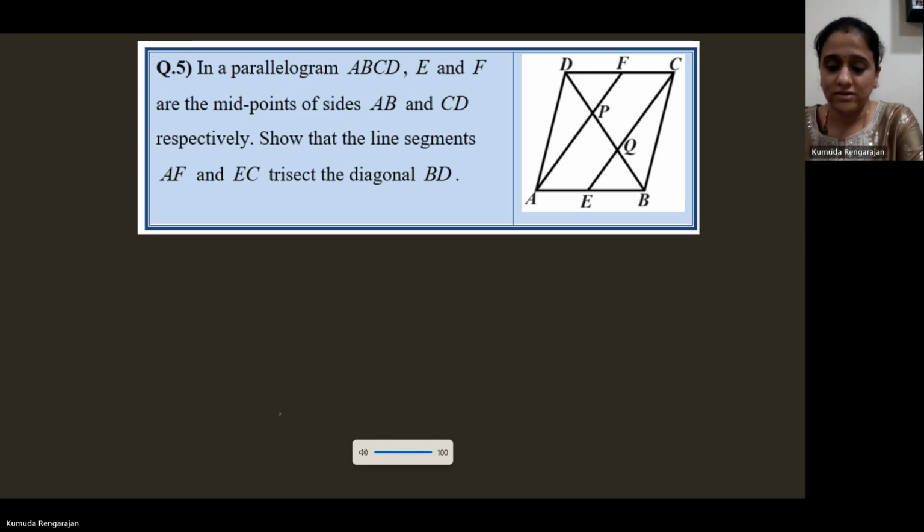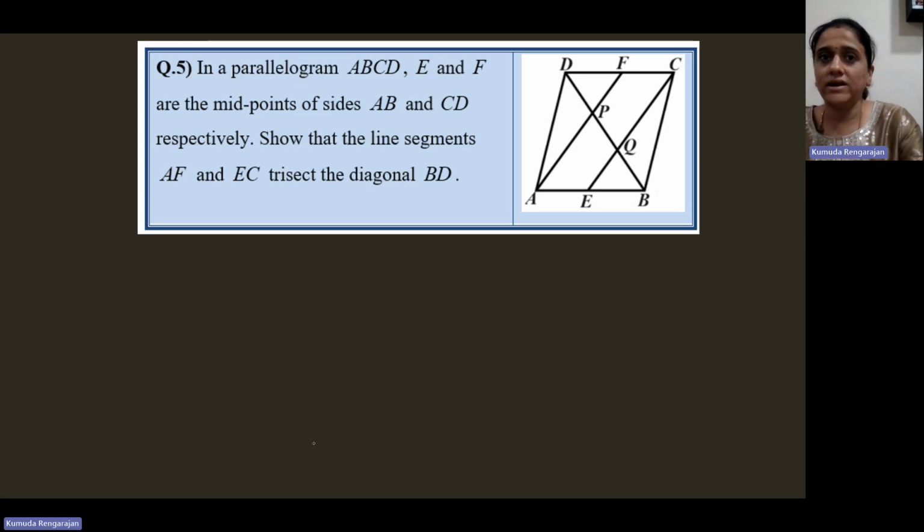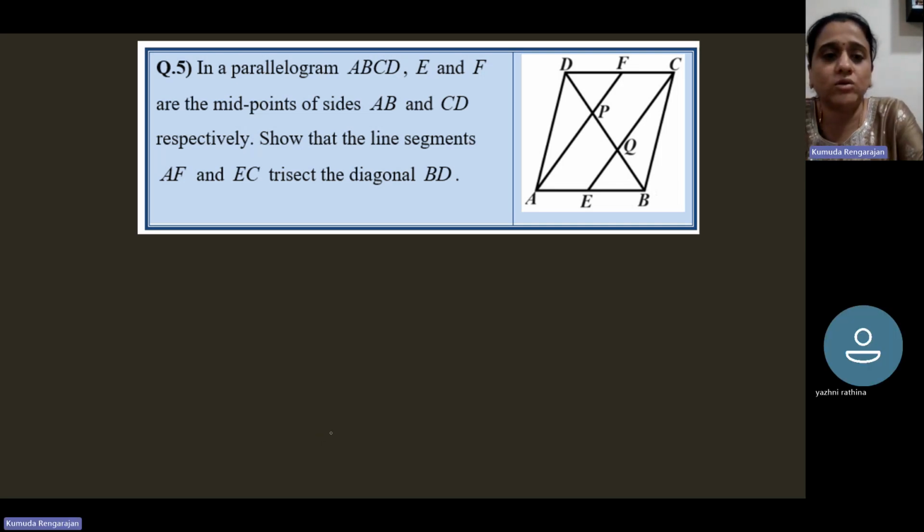So continuing with the quadrilaterals, exercise 8.2, question number 5. Here in a parallelogram ABCD, look at the screen. In a parallelogram ABCD, E and F are the midpoints of the sides AB and CD, respectively. Are you writing the question?